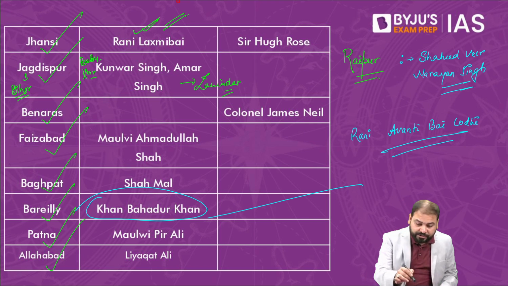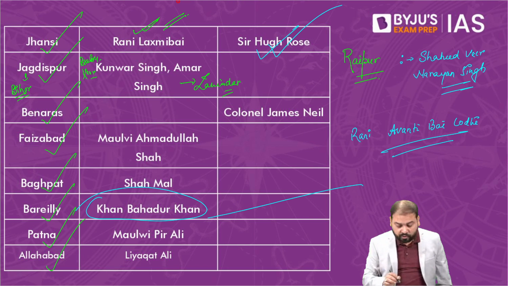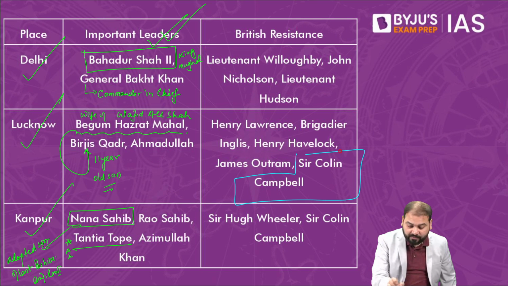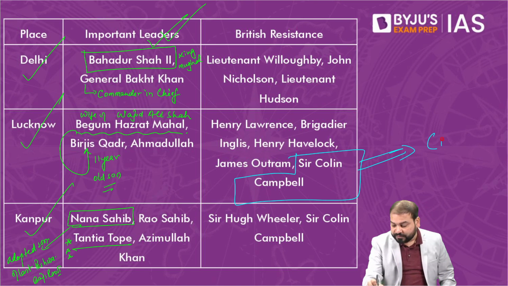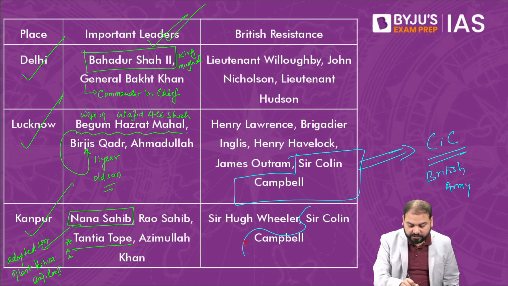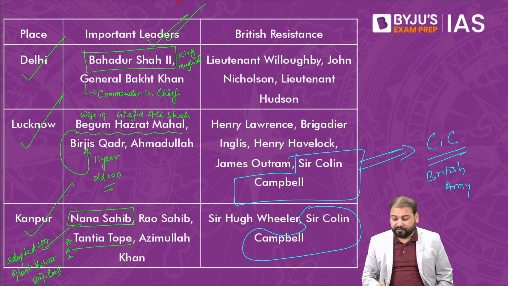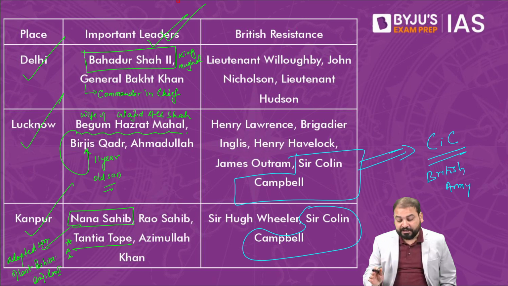And amongst the Britishers, remember the name of Hugh Rose, because he is very popular. And remember the name of Colin Campbell. He was the commander-in-chief of the British Army. Guys, if you are from Delhi, you will find all these names, Outram Lane and all those.